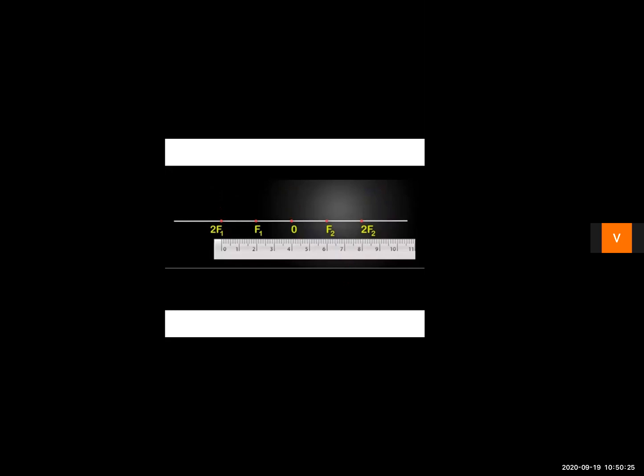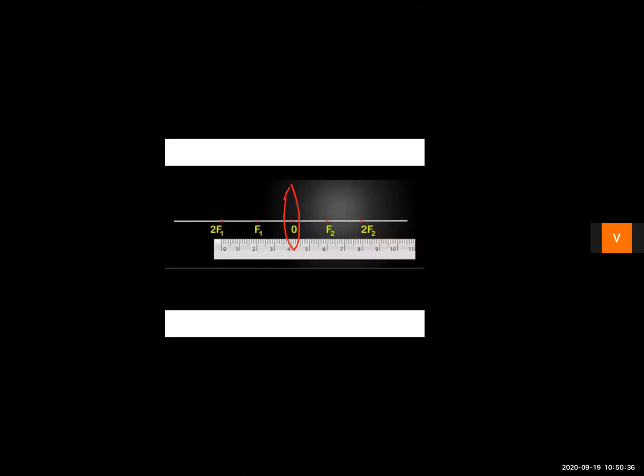After marking down these points, you have to draw the lens, and that lens should be very, very thin, right? Try to draw the lens very, very thin, whether it is a convex lens or a concave lens. Okay, children? So I think we will stop here.